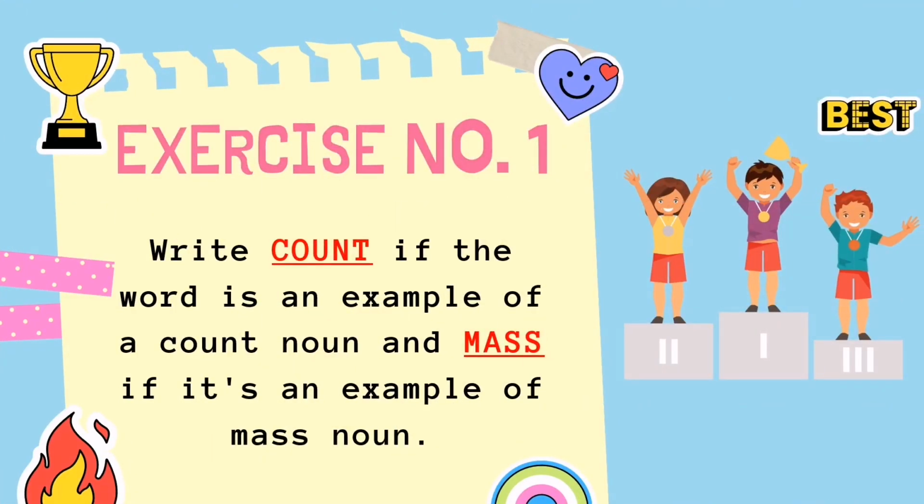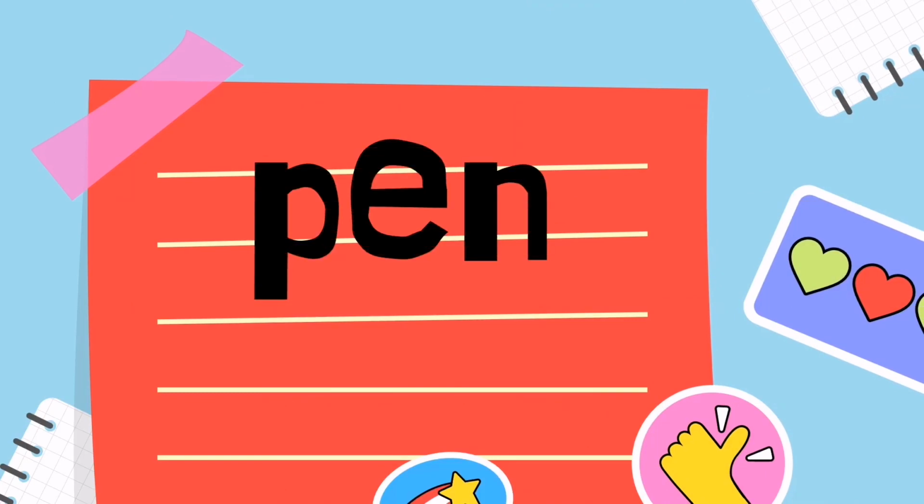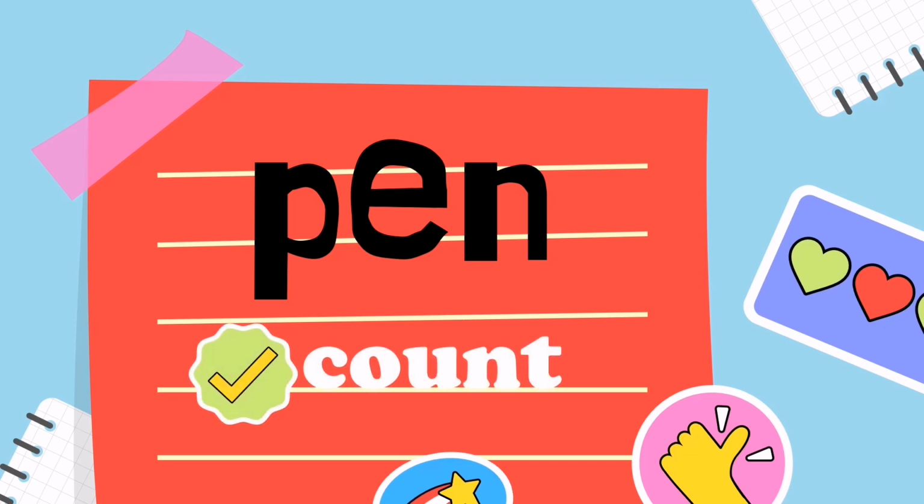Now, I think you are ready for our exercise number 1. Write count if the word is an example of a count noun, and write mass if it's an example of a mass noun. Are you ready? Let's get started! The first word is pen. Pen is an example of a count noun. Good job!